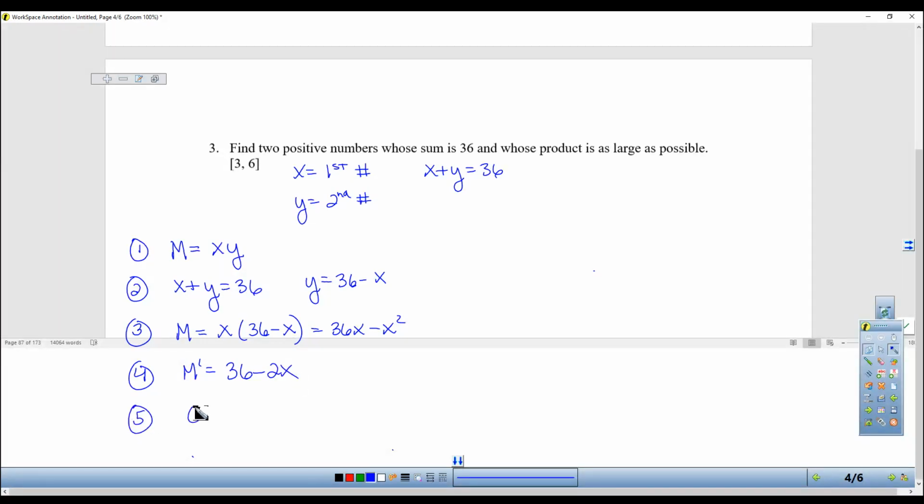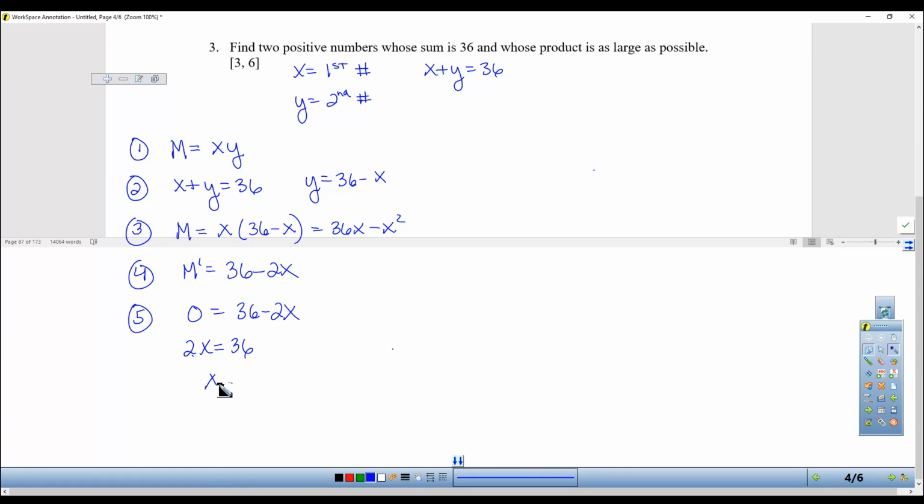Step 5, set the derivative equal to 0. Nice easy derivative, nice easy solving. 2x is equal to 36. X is equal to 18. And then therefore, y is 36 minus x. So y is equal to 36 minus 18. Y is also equal to 18.